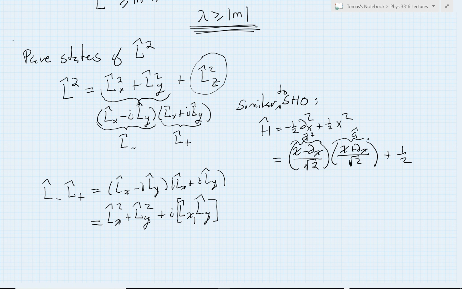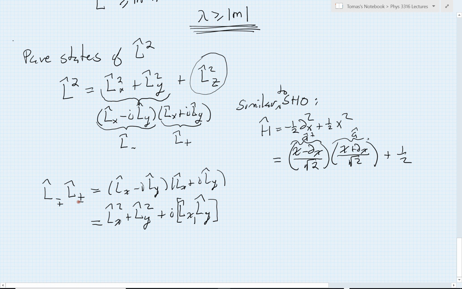Before I do that, I want you to notice something here. Of course, I could have written these two factors in the opposite order. I could have put L plus first and L minus second. So I'd like to work out what that would give me as well. I'm going to do two equations in one, so the lower choice of sign will be this other order.